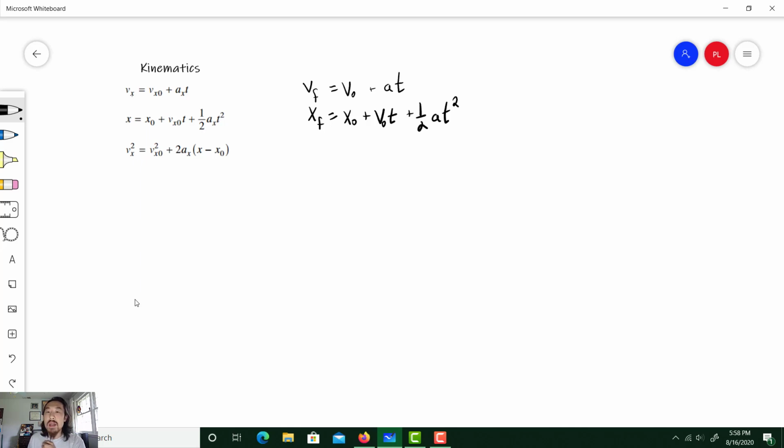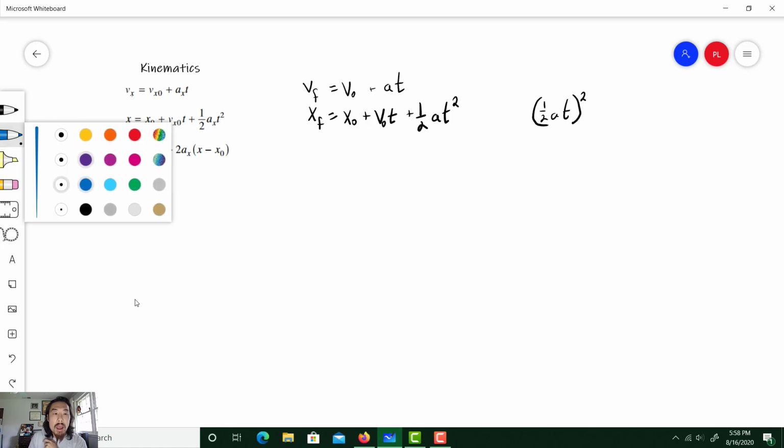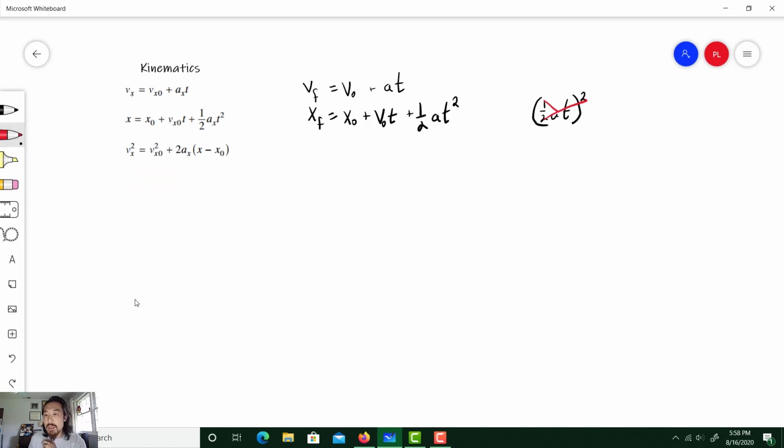Okay, and next, the one thing that I find a lot of students do, that they make this mistake, is they look at this 1/2 a t squared, I'll write it over on the side, and they rewrite this for whatever reason like so. And this is not the case. Okay, what is going on here is you're not squaring the entire thing, but rather only that time variable is squared.